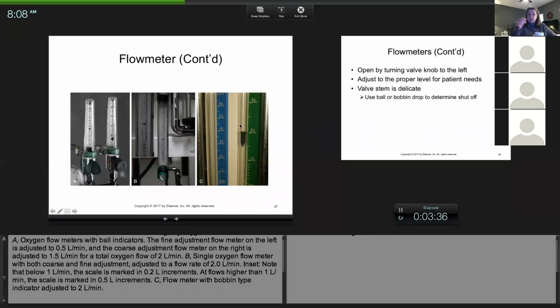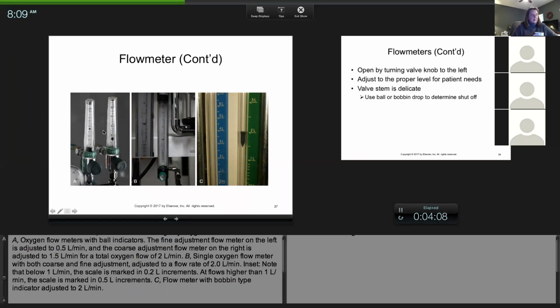As you turn the oxygen up or down, you can move either the bobbin or the ball. Now, if you use a ball, and you want it to be at, say, 2 liters, you want the middle of the ball at 2 liters. If you're using a bobbin like this, you want the top of the bobbin at 2 liters, and that's how you set the flow. It just depends on the flow meter you have.